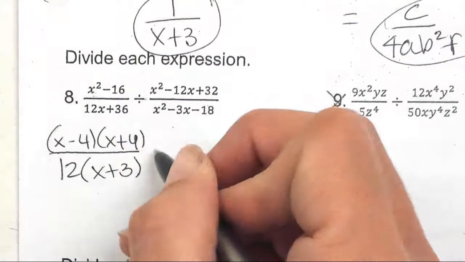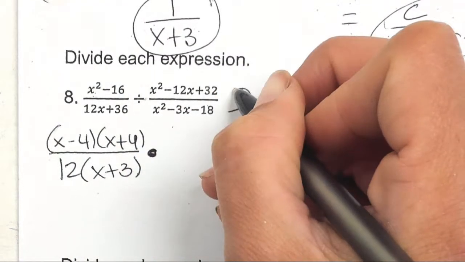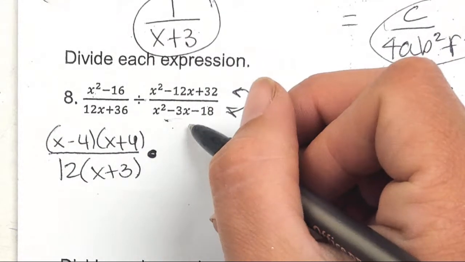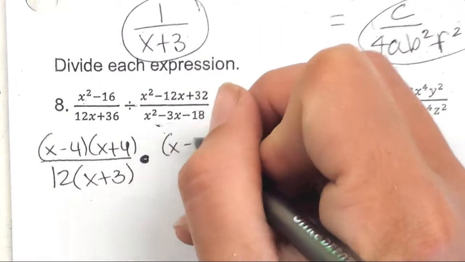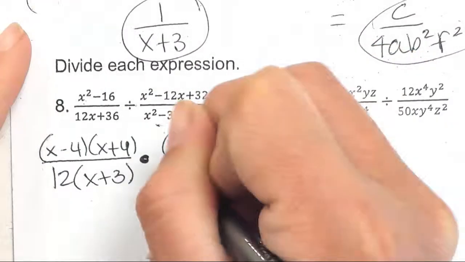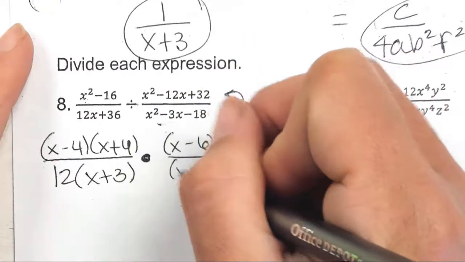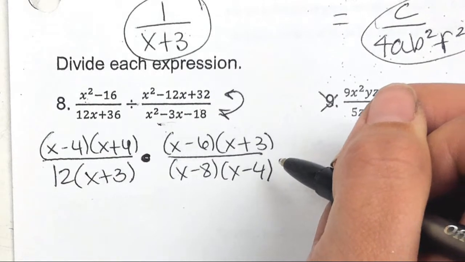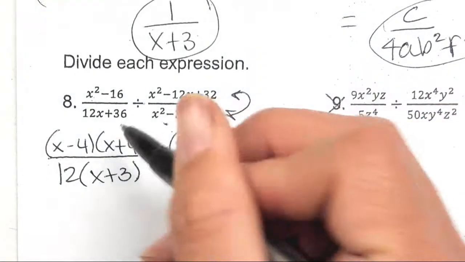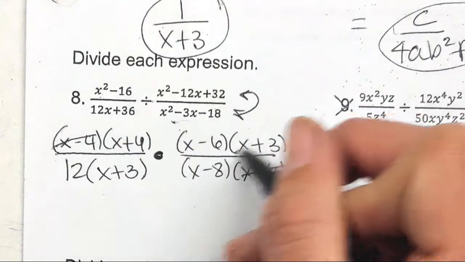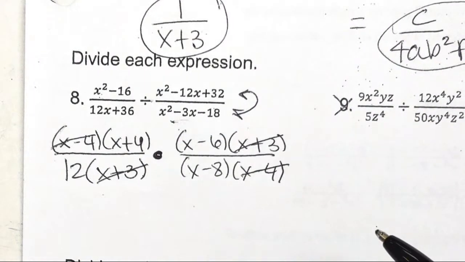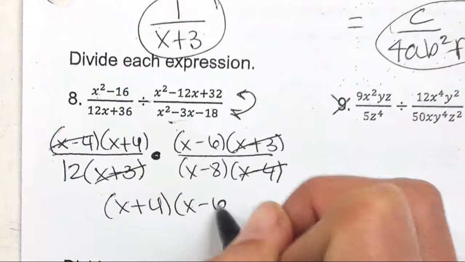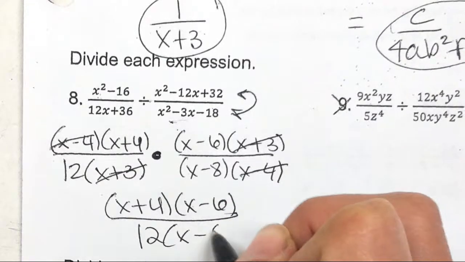And now this needs to become multiplication. These are going to flip, but we can go ahead and factor it. So the bottom factored, we would have to use 6 and 3, and the 6 would have to be negative. And now to factor this one, but I'm going to put it on bottom, we'd have x minus 8 and x minus 4. So now we can cross simplify, so the x minus 4s will cancel out, x plus 3 will cancel out. Doesn't look like anything else. So on top we'll have x plus 4, x minus 6, on bottom 12, x minus 8.